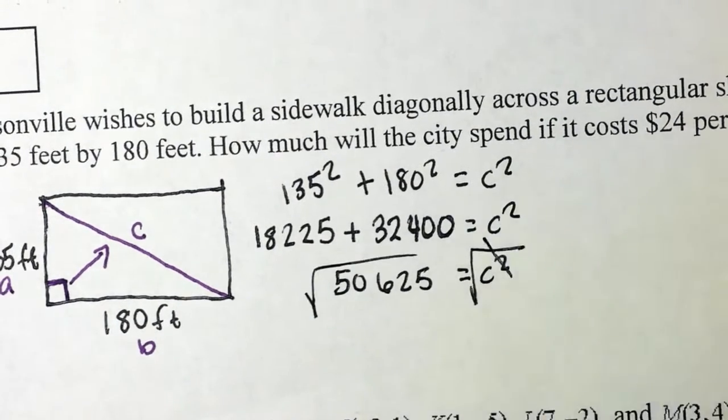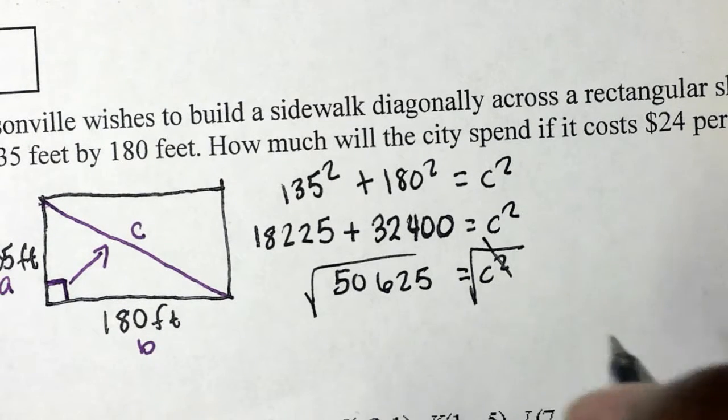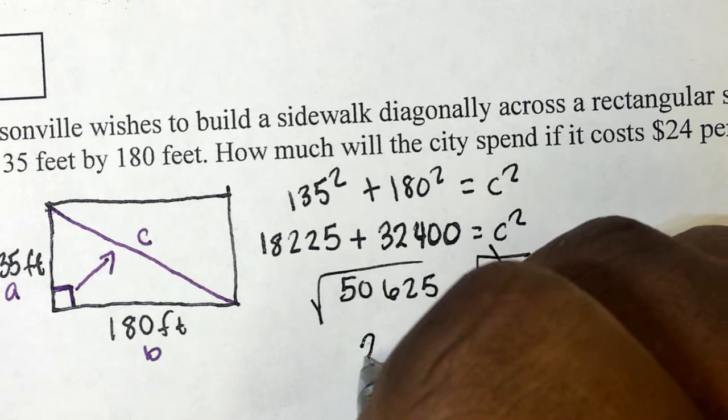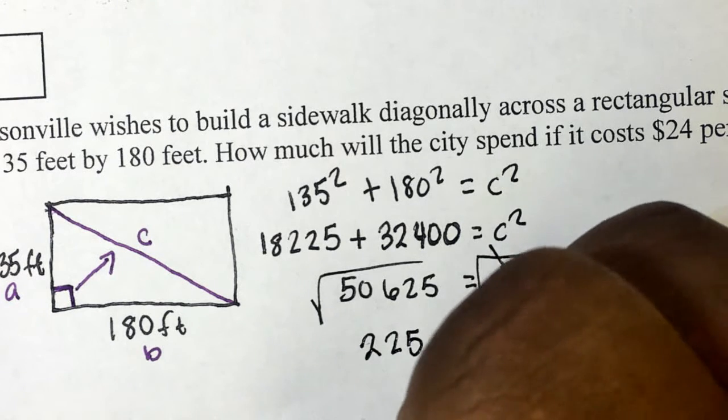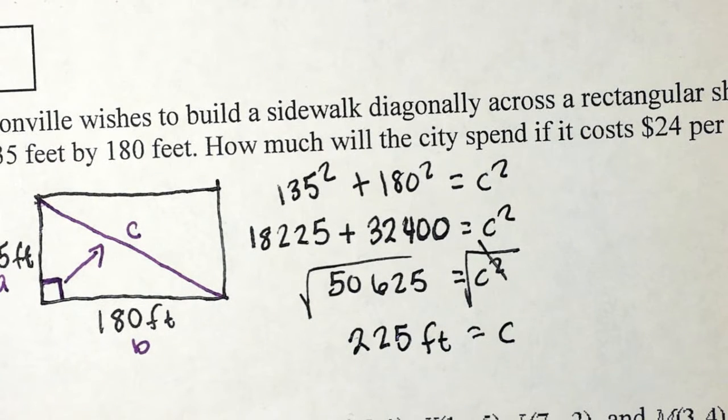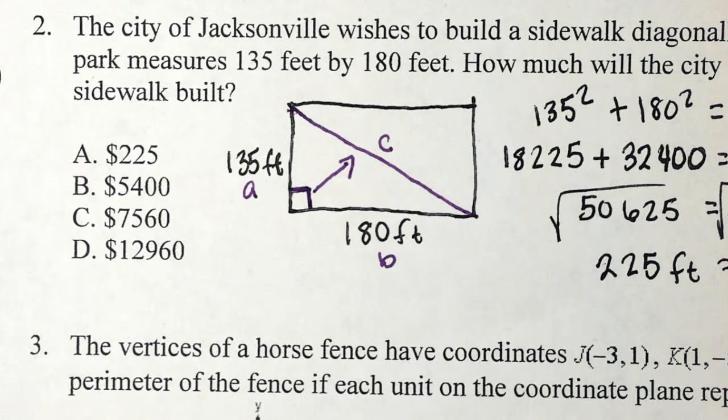Square root cancels. What you get? Heard somebody say it. 225, this is feet, equals C. So the length of our diagonal is 225. Now this is the thing though, you don't read this question, you're going to get excited and you're going to look over here to your left and you're going to see 225 as the answer choice and you're going to circle that, but you would be wrong, wouldn't you?